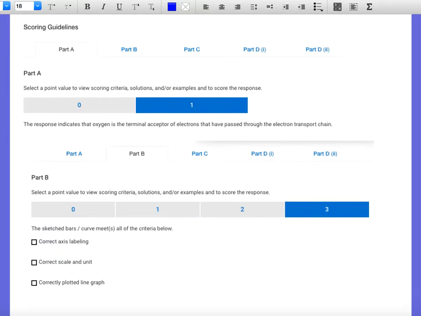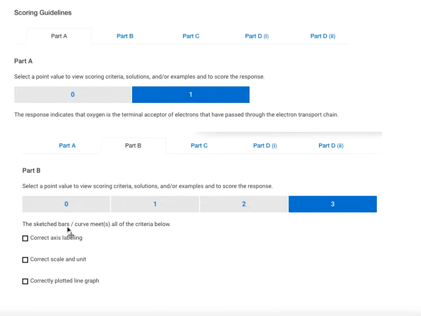I don't think it's better than what I did. I think both of them are fine, because it says the sketch bars curve meet all of the criteria below. So that leads me to believe that you could make a bar graph and it would be fine. It does say correctly plotted line graph here, but I feel like maybe this should say correctly plotted data. Because if it says that the bar graph is okay, then I don't see why they would be taking off points here for not doing a line graph. But either way.